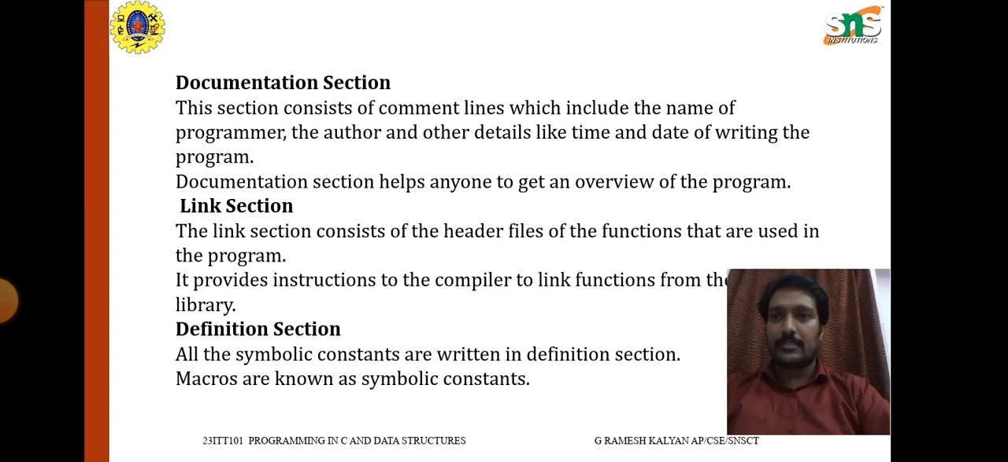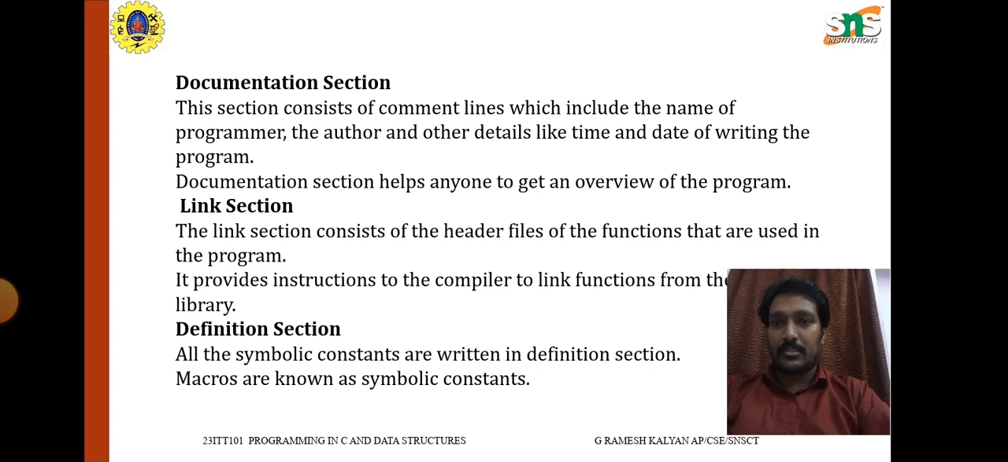And the next one is the link section. This link section consists of the header files of the functions that are used in the program, and it provides instructions to the compiler to link functions from the library. As we know, in C programs we have different header files like #include, stdio.h and conio.h, that is, the standard input output functions and the console input output functions. This provides instructions to the compiler to link the functions from the library, which has n number of functions in it.